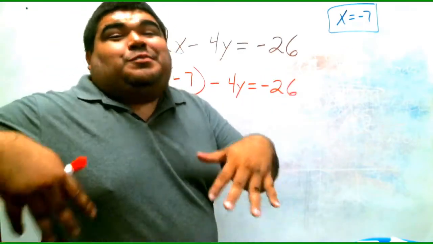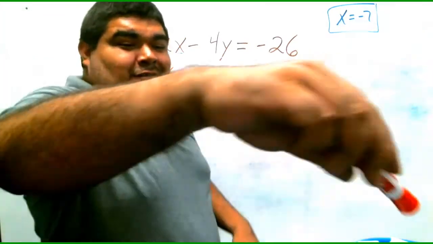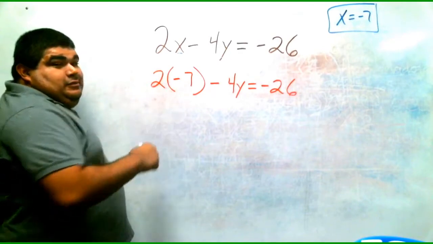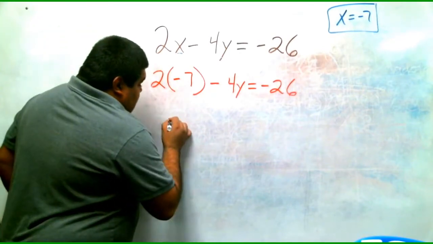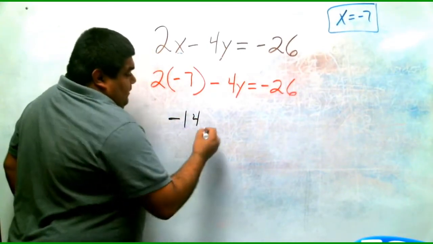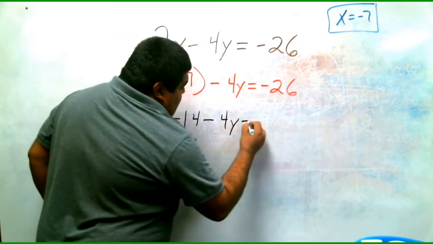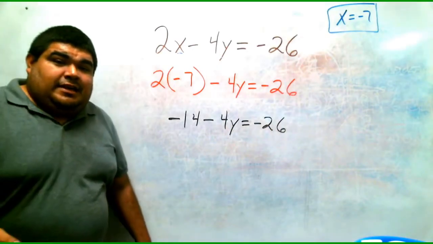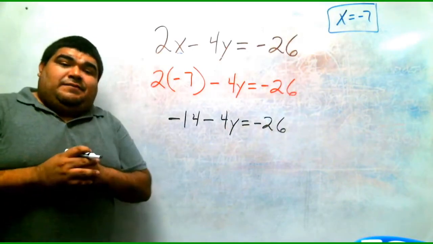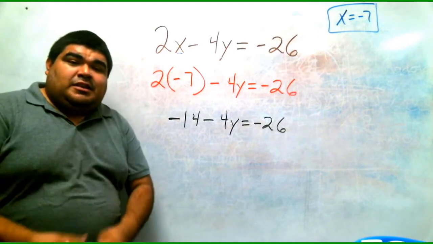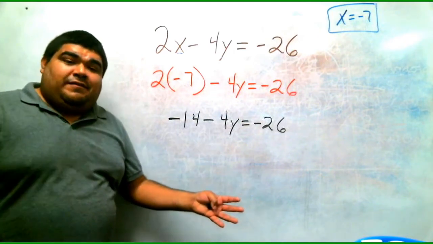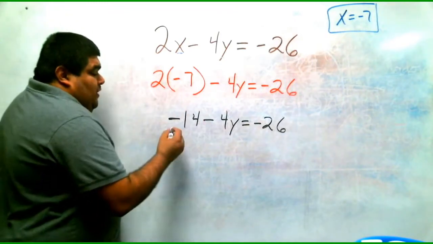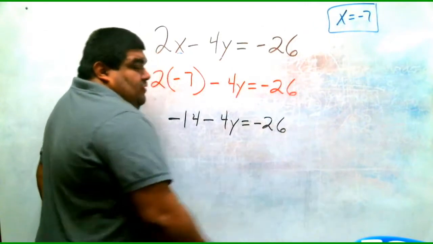We're almost done. I know it's probably a lot of work. We're almost done. So 2 times -7 is -14 minus 4y equals -26. Notice that, again, we can only combine numbers that have variables with numbers that have variables, and numbers that don't have variables with numbers that don't have variables. So the only logical thing to do here is get rid of this 14, move it to the other side of the equal sign.